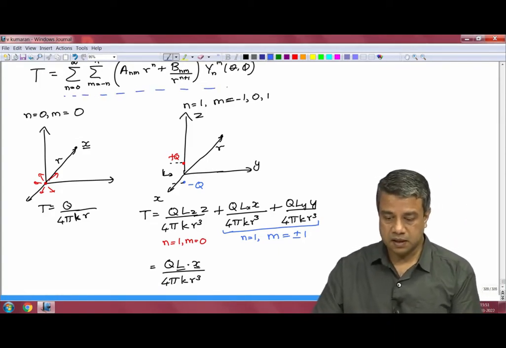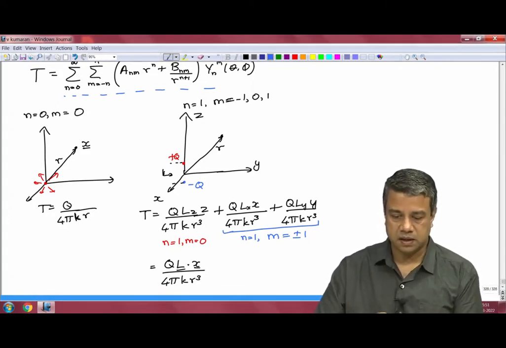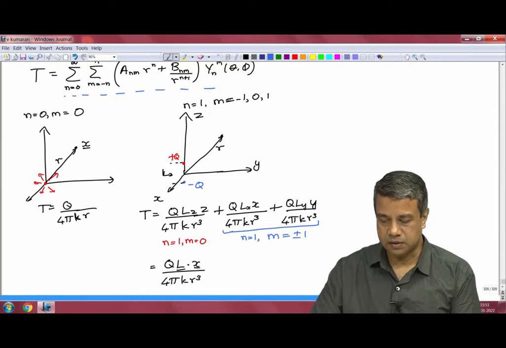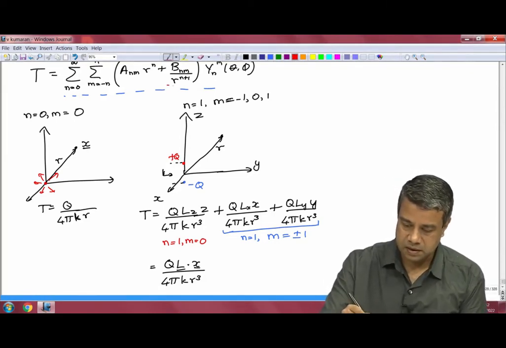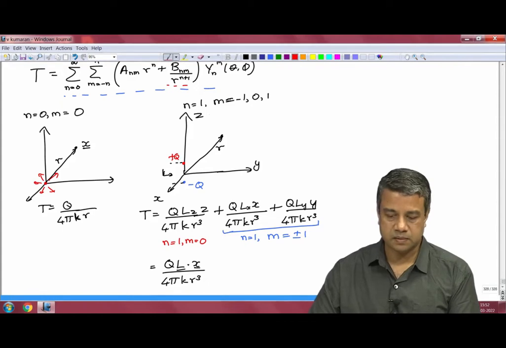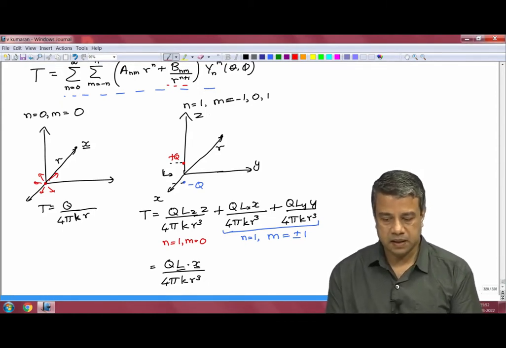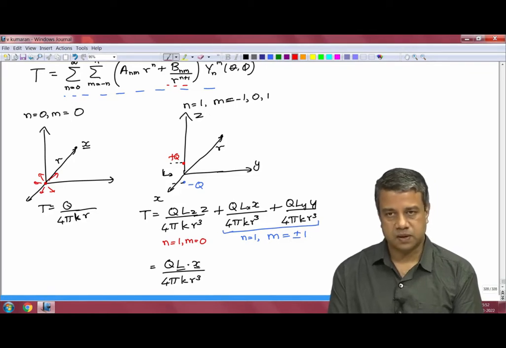For the decaying harmonics, which go as 1 over r to the n plus 1, there is this second term here. There is also the first term. What does the first term represent? The second term is b_nm by r power n plus 1.